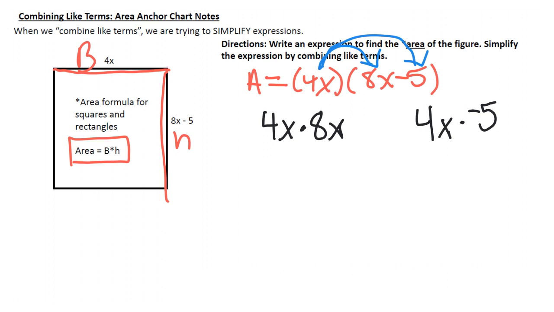All right, so I'm multiplying 4x times 8x. Now, as I'm doing the multiplication part, I have to remember about my exponent rules that we did a few weeks back as I'm combining like terms. So I am multiplying 4x times 8x. So of course I'm going to multiply first the 4 times 8, and that's going to give me my 32. But I also have to remember that I'm multiplying x times x as well.